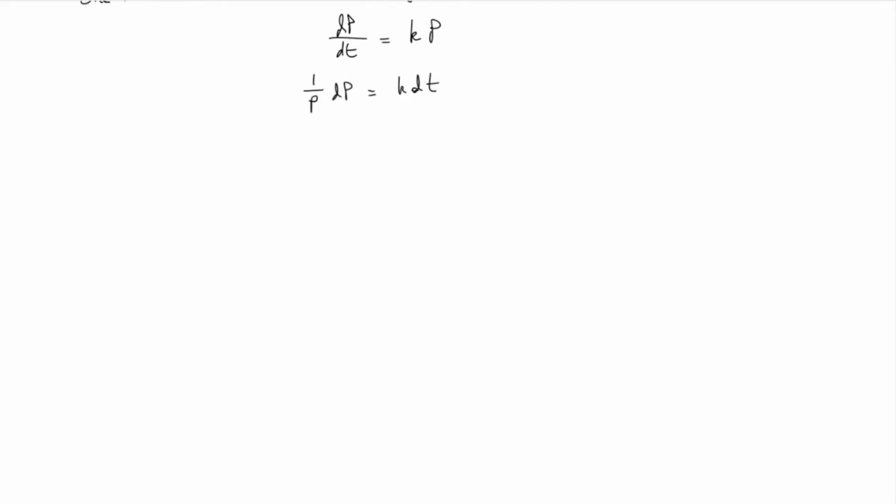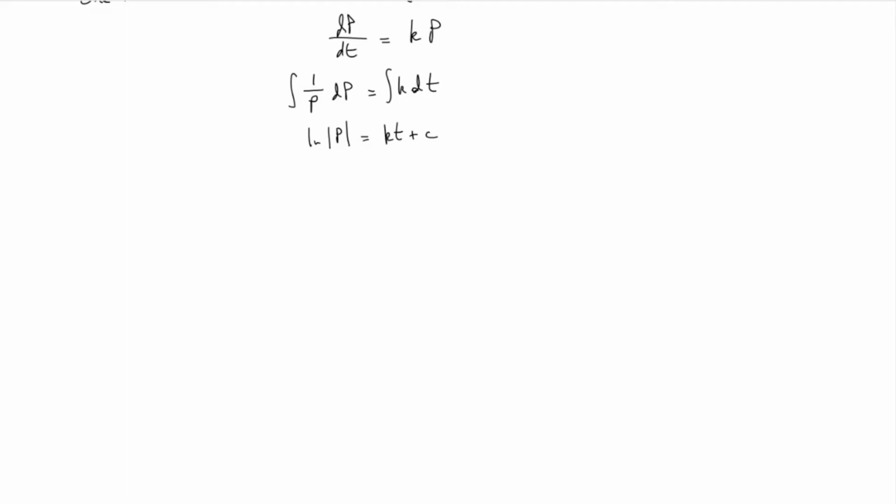First, we separate the variables. We get the p's on the left, the t's, which there are none except for the dt, on the right. K is just a constant, so we may as well leave it where it is. And then we can integrate both sides. We get the natural log of the absolute value of p is k times t plus some other constant that we'll call c. We've done problems like this before.